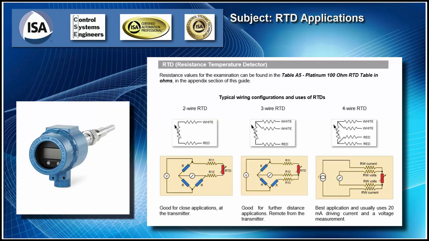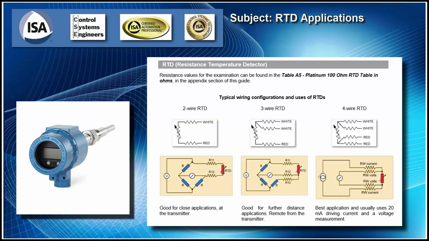So the first will be a two wire. The second in the middle will be a three wire connection. And you notice at the bottom that the voltage is going out to the RTD and coming back to the bridge. So this helps cancel out voltage in the line. So it's a plus voltage one way, a minus voltage the other way. And when you add them together, they tend to cancel out the voltage drop in the line.